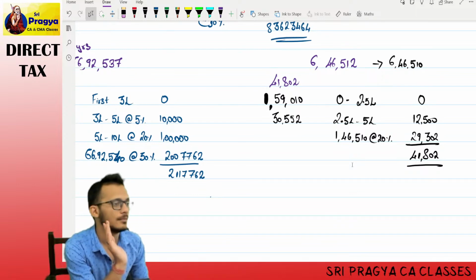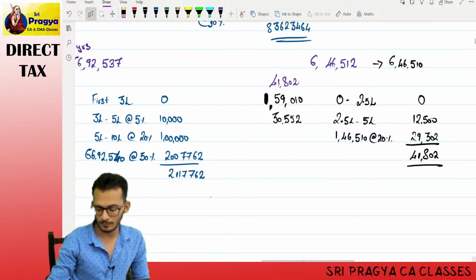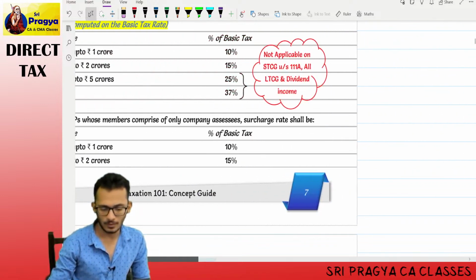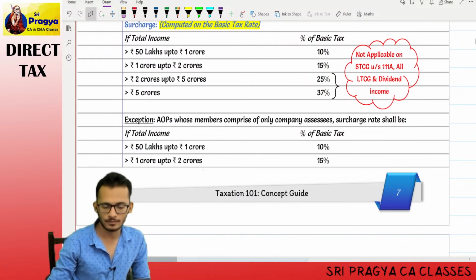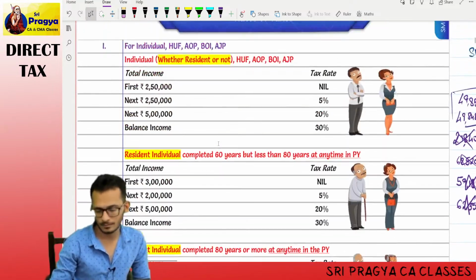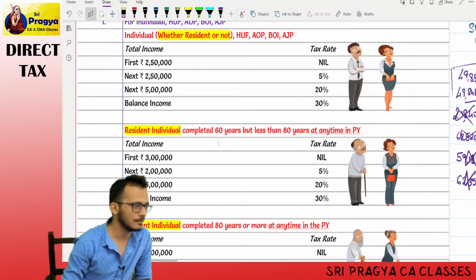Any doubts? No? On the BOI income, no. BOI is not a part of the final level syllabus.